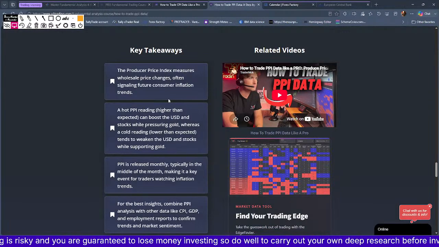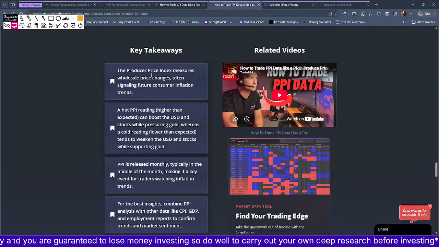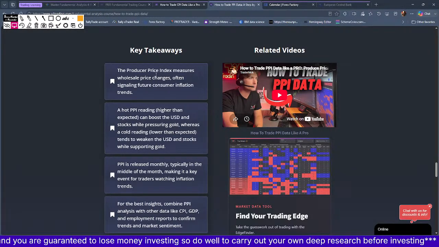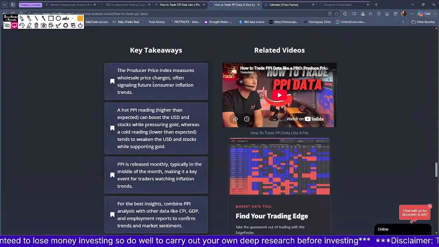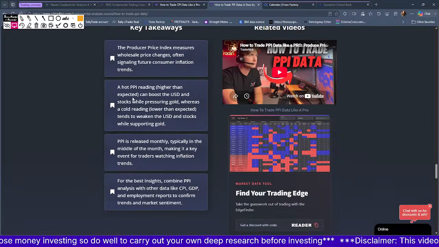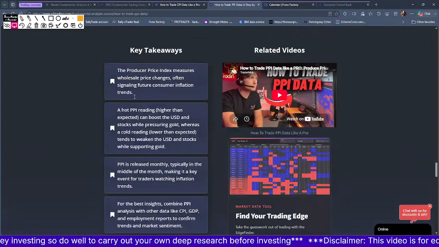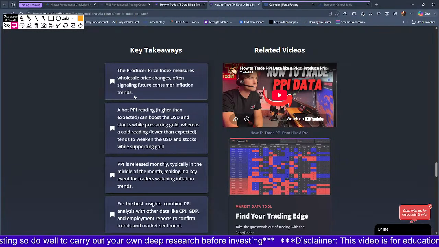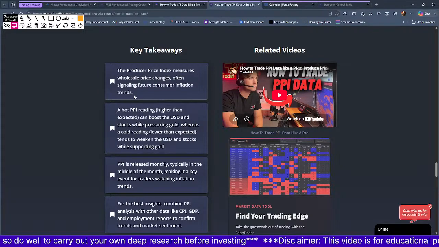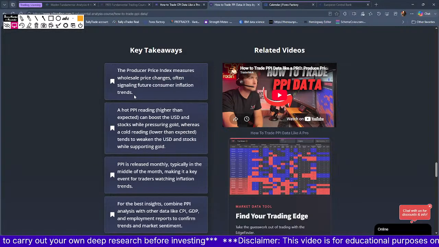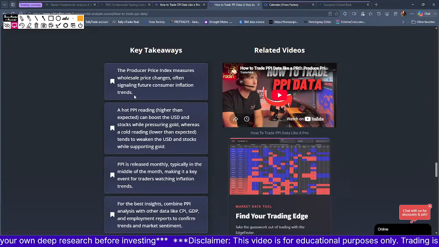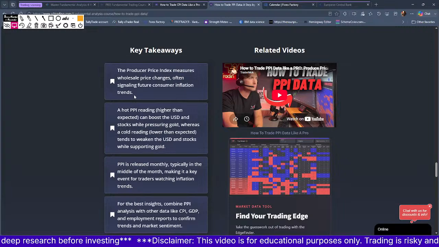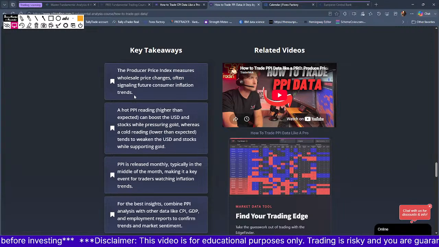So again, just for the recap, PPI, the producer price index, measures the wholesale price changes, often signaling future consumers' inflation trend. Then we have a hot PPI reading. When a hot PPI reading comes in, you know that the economy is growing. The economy is growing quite fast anyway. And things like the US dollar, in this case, things like a country whose currency's PPI is fine, those are where you want to be buying. And then you do not want to actually buy gold, metals.